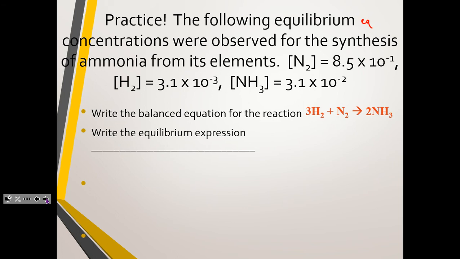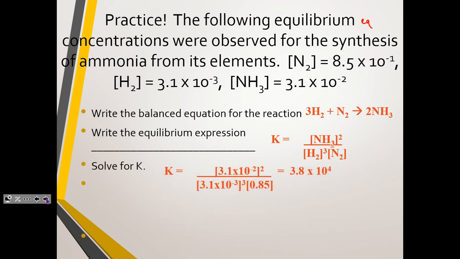Next, we want to write the equilibrium expression. We're going to take products over reactants, and we're going to use the exponents from the coefficients of a balanced chemical equation. And then what we're going to do is simply plug in our concentrations at equilibrium, and we're going to solve for the value of K. (3.8 times 10 to the fourth). And what we're going to learn later is that the value of this gives us a little bit of information about what's happening at equilibrium.